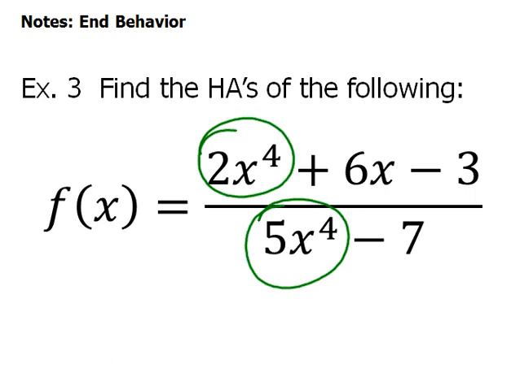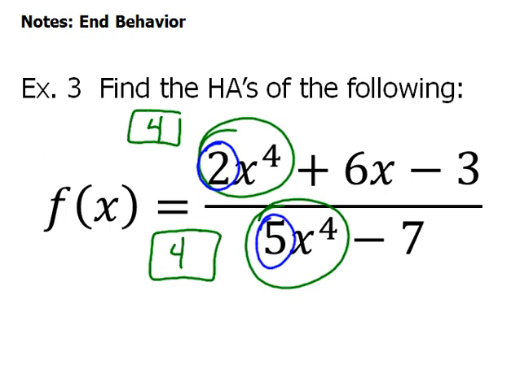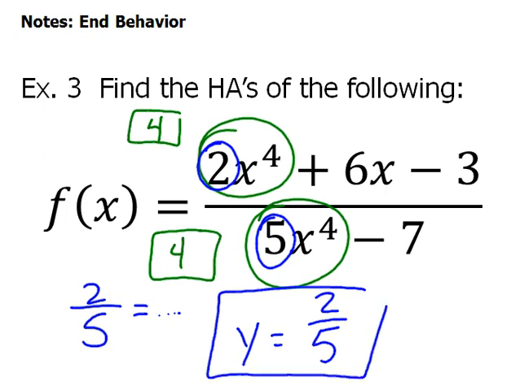So we said it's 2x to the 4th in the numerator. That has a degree of 4. And then we have 5x to the 4th in the denominator. That also has a degree of 4. Now in this case, we're going to use the EATS DC acronym. Exponents are the same, so we divide the coefficients. We have a coefficient of 2, a coefficient of 5, so we divide 2 by 5. Can this reduce to anything? Nope. So our horizontal asymptote is at y equals 2/5. Just like we write vertical asymptotes as x equals something, horizontal asymptotes are y equals some number. Y equals 2/5 would be the horizontal asymptote in this case.